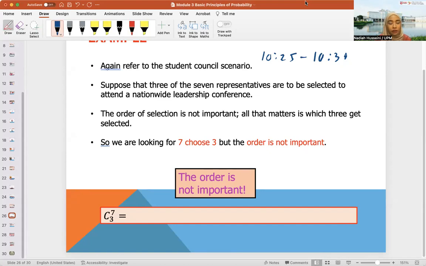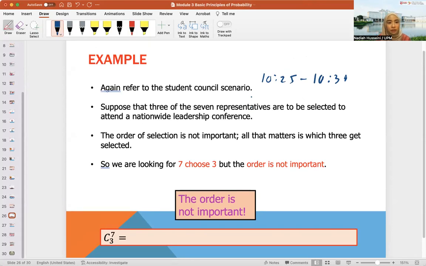Never mind. Okay, again, refer to the student council scenario. Remember that we were talking about, we have 7 representatives from each department, and from the 7, we chose 3 for the ordered subset. It was either chair or vice chair or secretary, right? And then we also talked about the scenario whereby we have 5 representatives and we want to select 3 subcommittee.